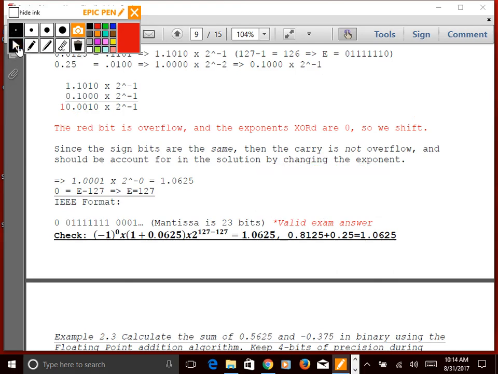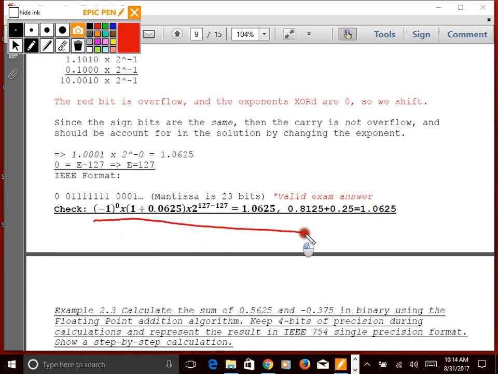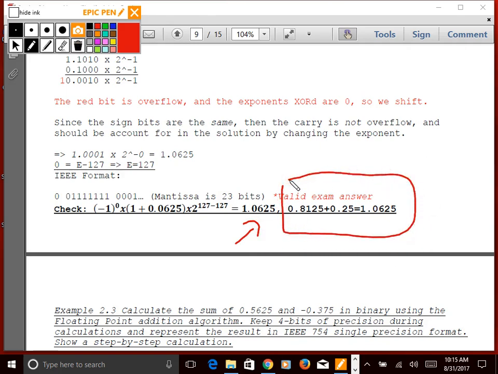And so on these things, I always like to add a check. You're not required to do this on an exam, but it's always kind of a good idea just to make sure that the number that you're expecting to go into your IEEE format matches what is actually the result. So in this case, this value here, when you add it up, becomes 1 plus 0.0625. And then 127 minus 127 comes out to 2 to the 0, which is just 1. So this result becomes 1.0625. And then we check the actual values. 0.8125 plus 0.25 is in fact 1.0625. So we have the right answer.